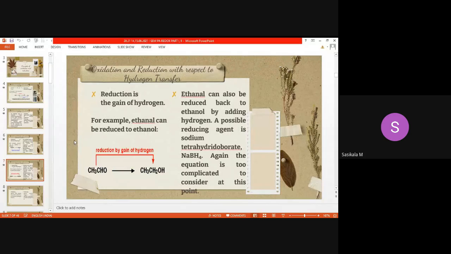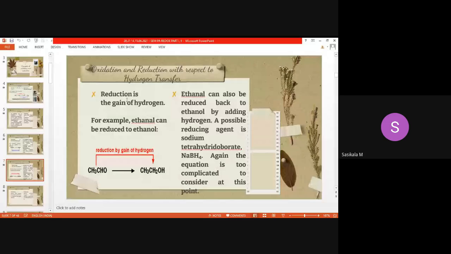Now let's see the reduction process, where gain of hydrogen or addition of hydrogen to the molecule is called reduction according to the hydrogen transfer concept. Here acetaldehyde is converted to ethanol. So aldehyde is converted to alcohol by the reduction process by means of gain of hydrogen. The hydrogen removed by oxidation is added to the acetaldehyde to convert it into ethanol.